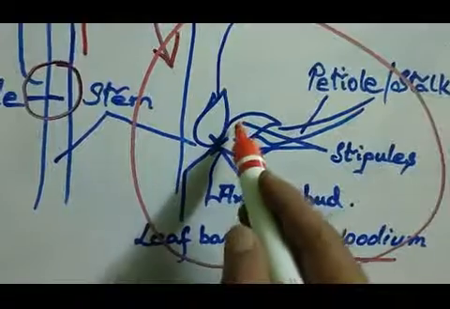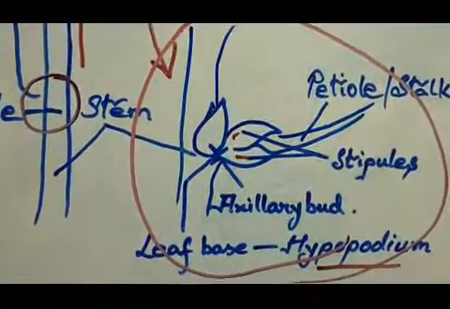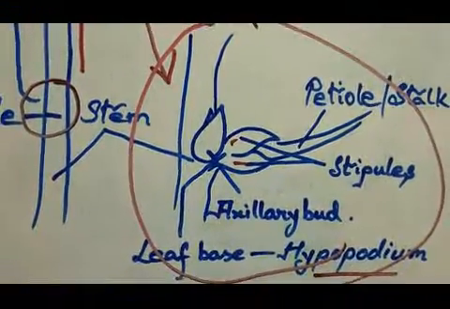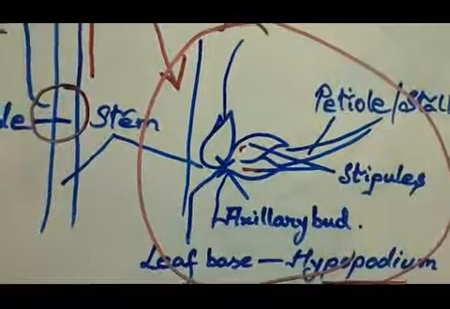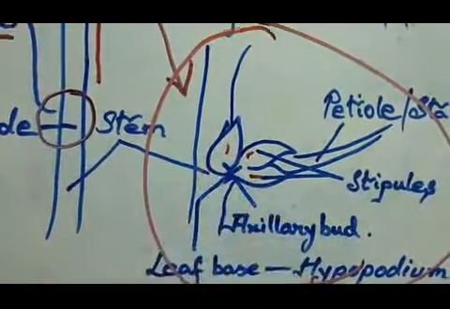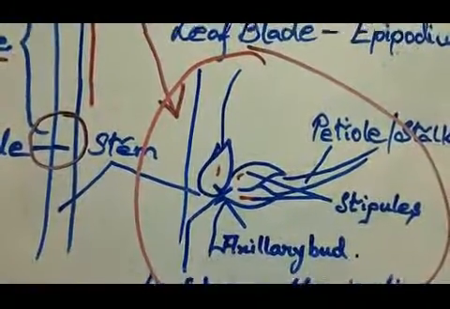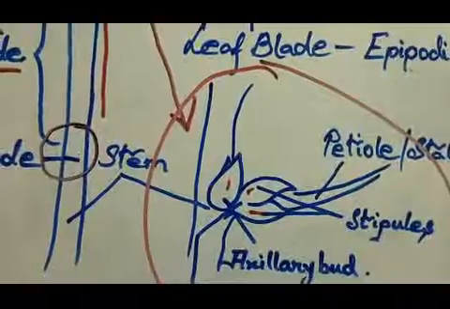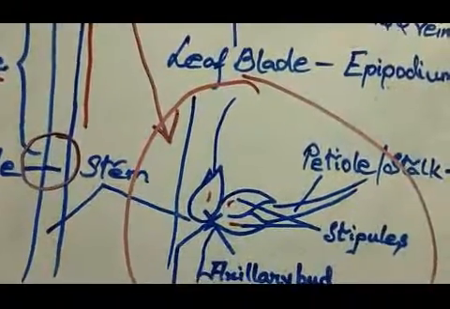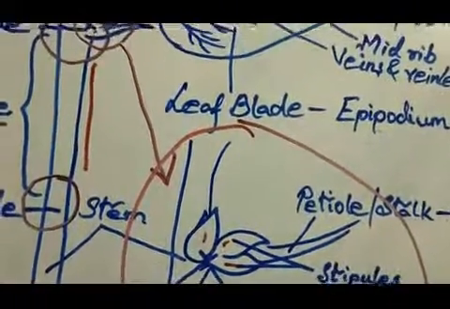Stipules or small leaves are attached to the leaf base and they protect the leaf at the bud stage. The axillary buds are also found at the axil of a leaf, which are capable of developing into a branch of the shoot or a cluster of flowers.